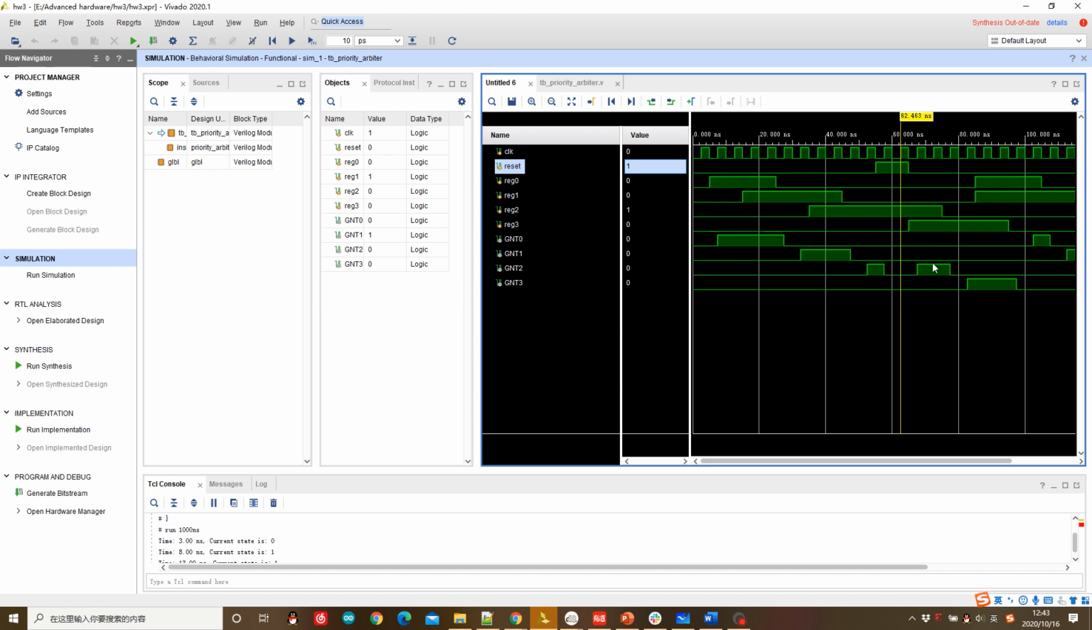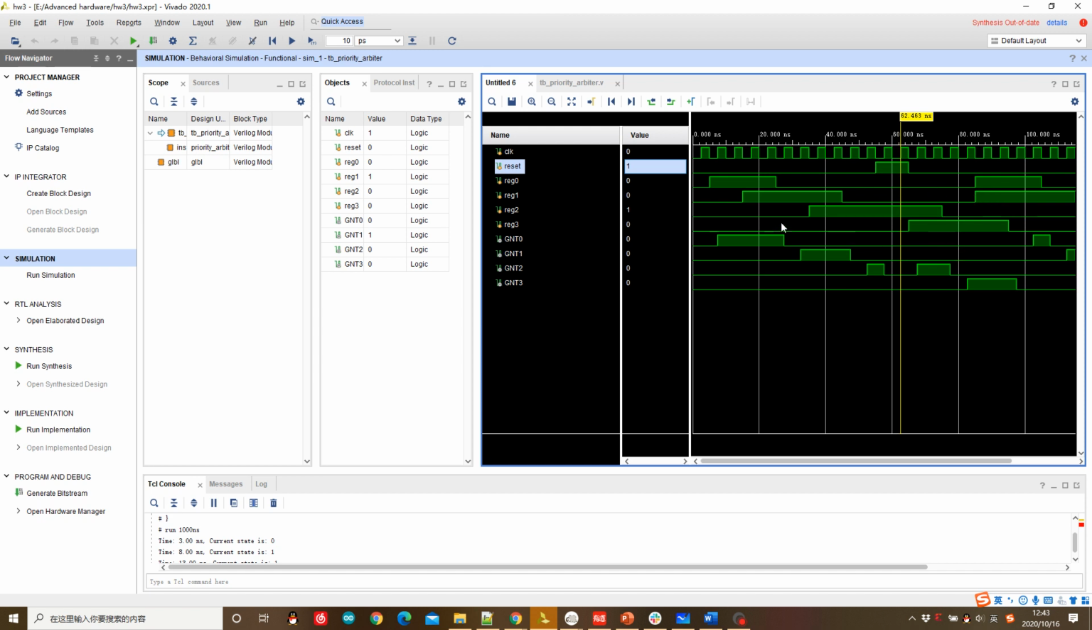GNT 2 rises to 1 here, and similarly I test req 3 and then GNT 3. Then at the next point I test the priority of reqx. I have already raised req 0 and req 1.